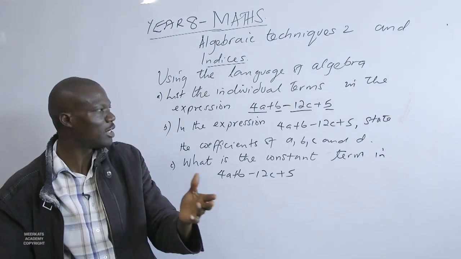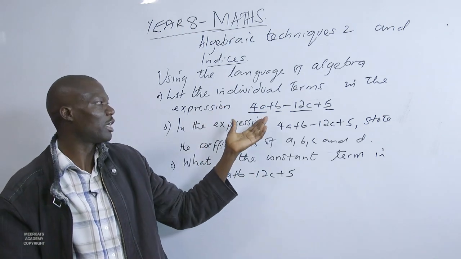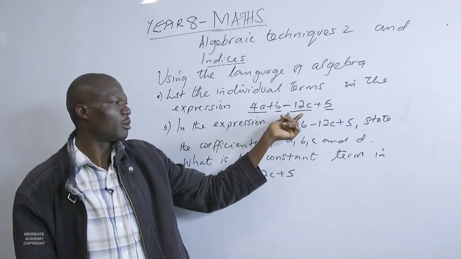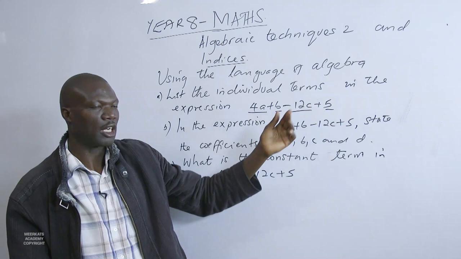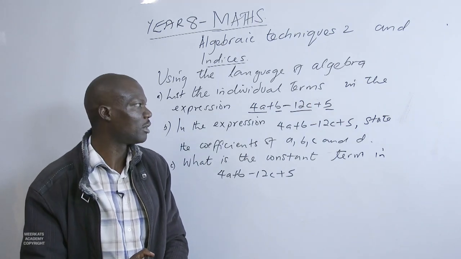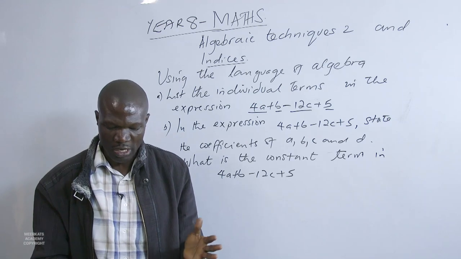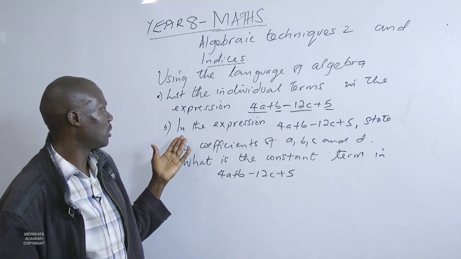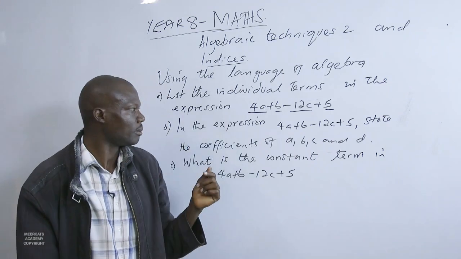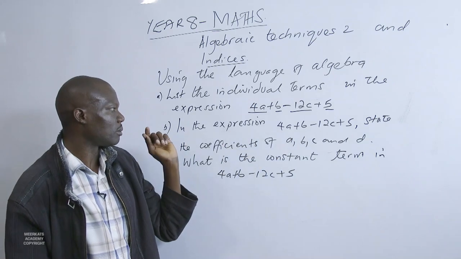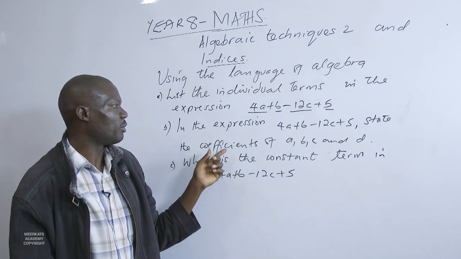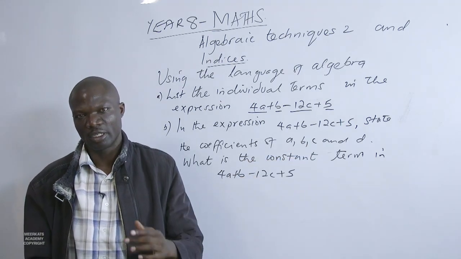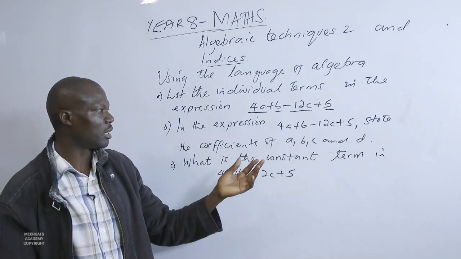So we are asked to list the individual terms. First, you have identified there are 4 terms. So we have 4a, b, minus 12c, and we have 5. Those are the terms that exist here. Second question, in the same expression, state the coefficients of a, b, c, and d.